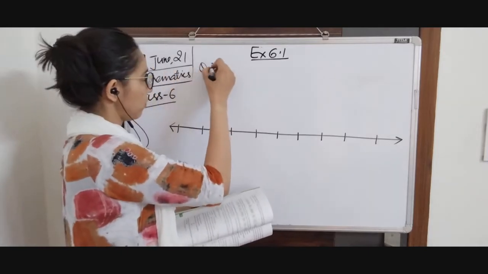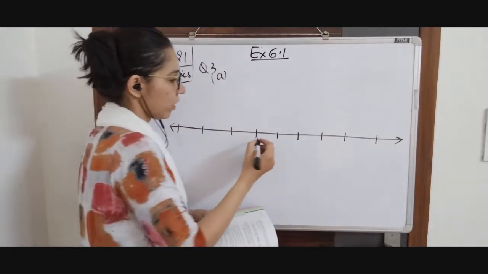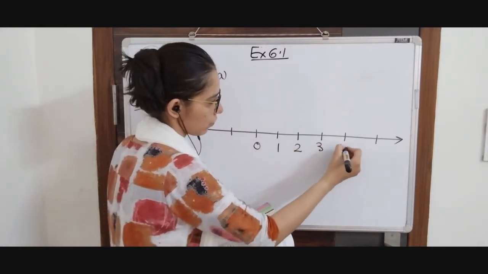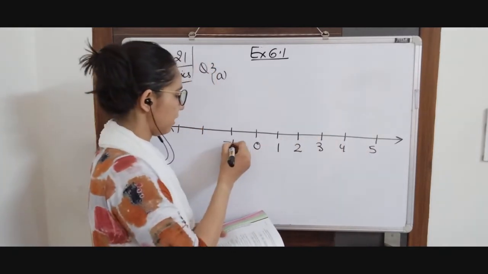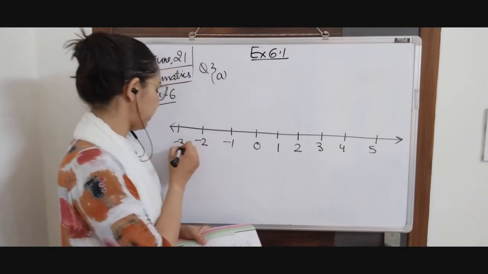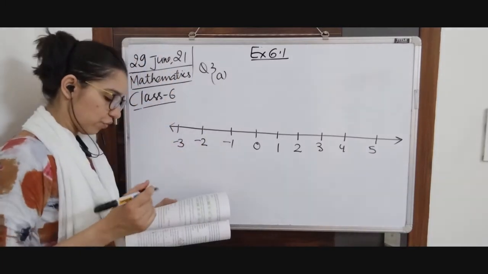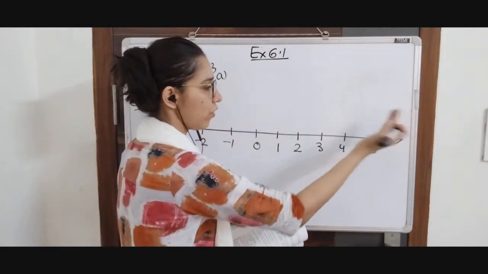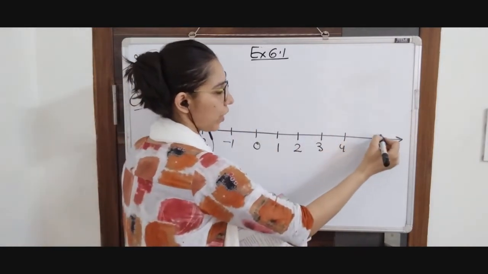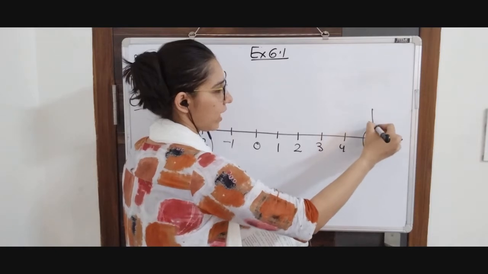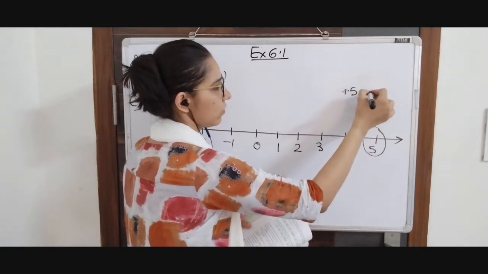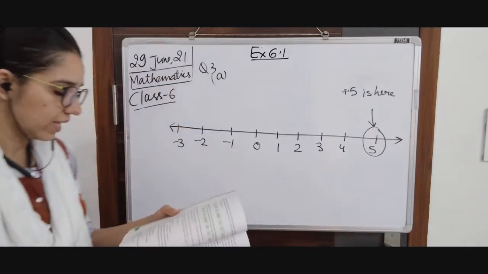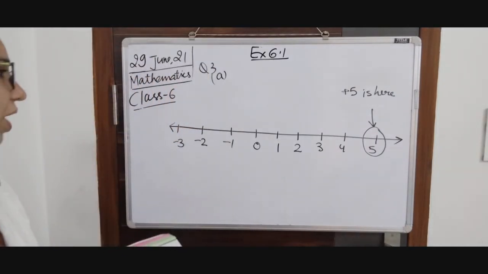First, we are doing question number 3, part A. We will write 0, 1, 2, 3, 4, 5, and here we will write -1, -2, -3 and so on. So first we have to represent +5. +5 means right hand side of 0, and it is going to be +5. So you can write +5 is here.